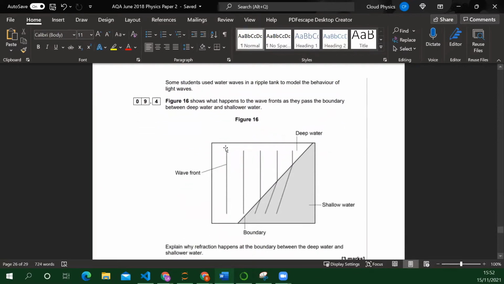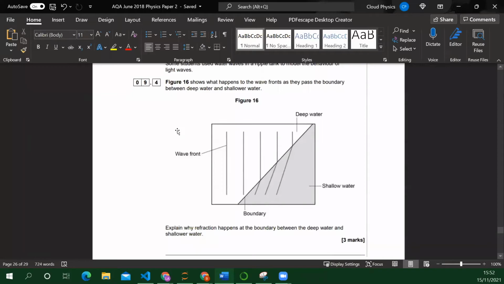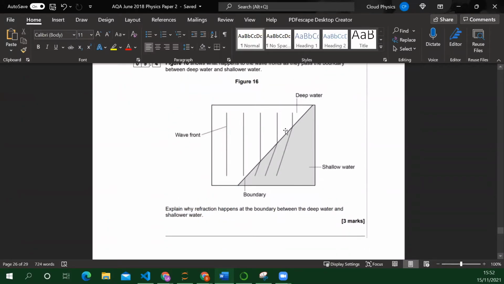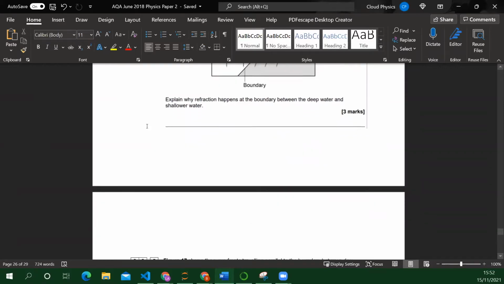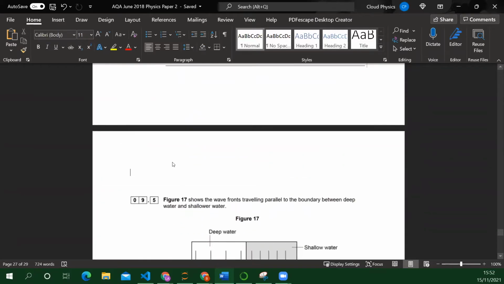Okay, next one. So some students use water waves in a ripple tank to model the behavior of light waves. Figure 16 shows what happens to the wave fronts as they pass the boundary between deep water and shallower water. So wave front and shallow water. Explain why refraction happens at the boundary between deep water and shallower water.